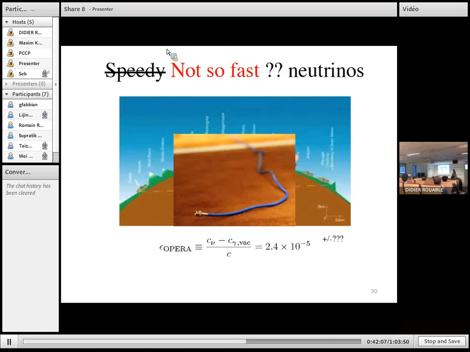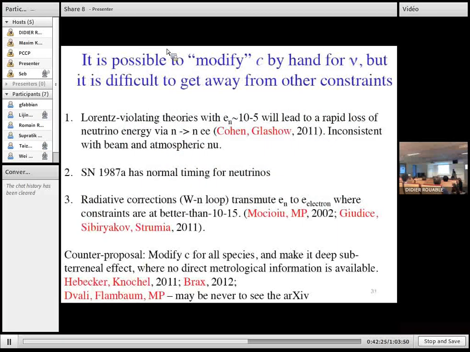Eagerly waiting for the results of this update, we can ask ourselves: is it at all justifiable to have such a large effect? I totally agree that if we violate Lorentz invariance for neutrinos at that level, it's probably not going to be good. And so there are some arguments that go around it. This is supposed to be epsilon nu, sorry, I didn't put it properly. This epsilon nu of 10 minus 5, as we know, will lead to rapid loss of neutrino energy via neutrino going to neutrino plus an electron pair, as we know very well. This is inconsistent with beam and atmospheric neutrinos. Supernova has normal timing for neutrinos, and radiative corrections via a W neutrino loop transmute this epsilon sub nu to epsilon of electrons.